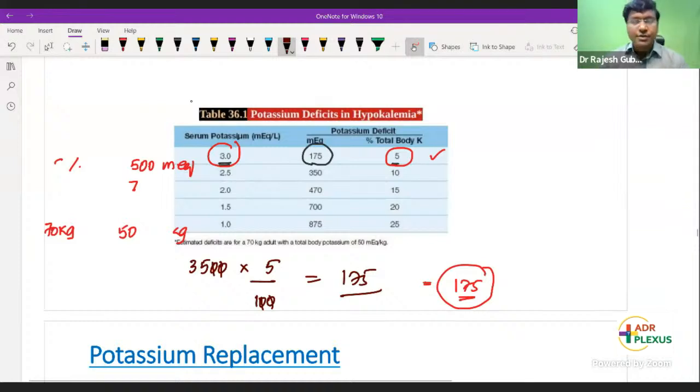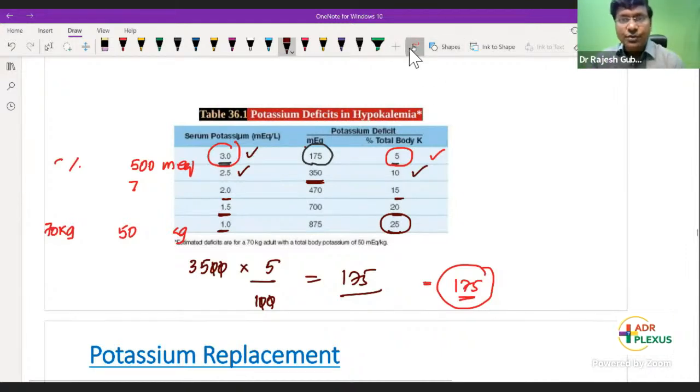So what I want to tell you is when the serum potassium is 3 milliequivalents, it is 5%. And if the serum potassium is 2.5 milliequivalents, it is 10% of the total body potassium which is being lost. 10% of your 3,500, so that will be 350. If it is like 2, it is like 15%. If it is 1.5 milliequivalents per liter, it is 20%. And if it is 1 milliequivalent per liter, 25% is being lost.